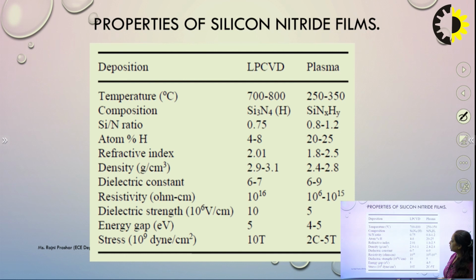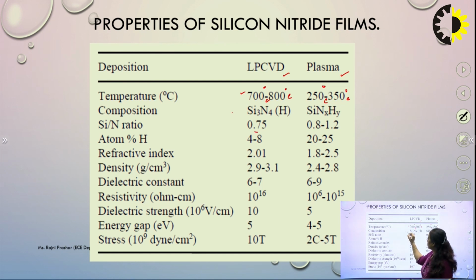For example, when the deposition is carried out in an LPCVD reactor and when it is carried out in a plasma reactor, the temperature range here is 700 degrees to 800 degrees C. And here we are going to have the temperature range 250 degrees C to 350 degrees C, right? The composition we are going to use for the silicon nitride is Si3N4, and here in the plasma we are going to have SiNH. It could be N2H3 depending upon the requirement.